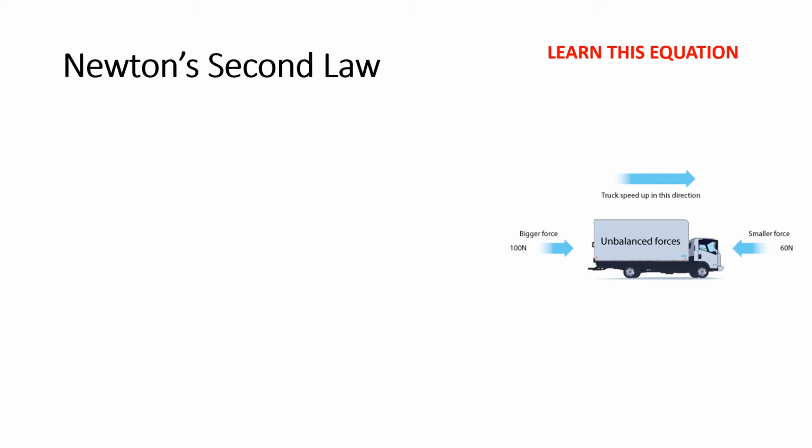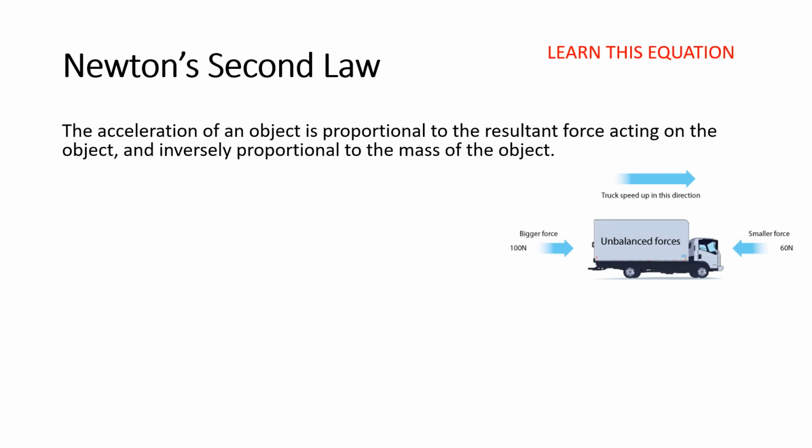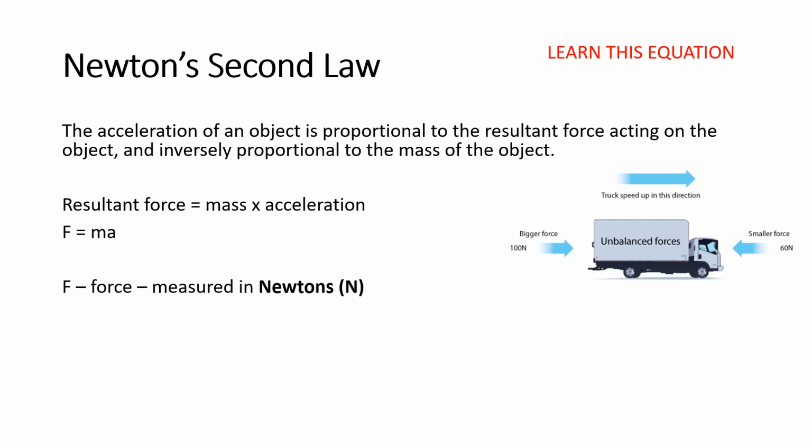Newton's second law talks about unbalanced forces. This is when one of the forces is bigger than the other, so you get a resultant force. There's a required practical linked with this that you need to know about too. And the equation is that the resultant force is equal to the mass times the acceleration. F equals ma.